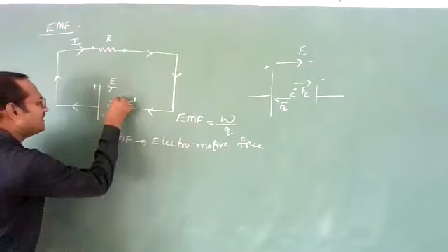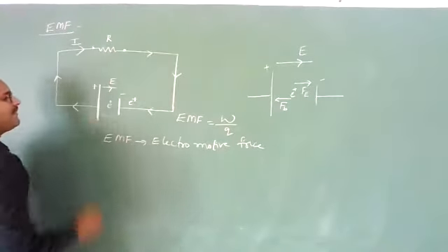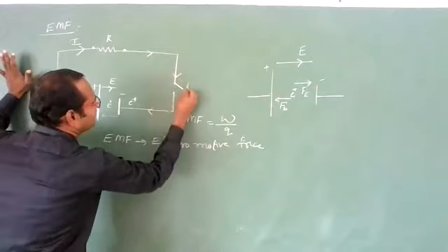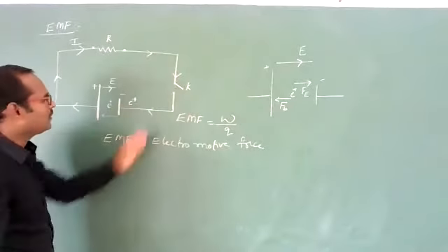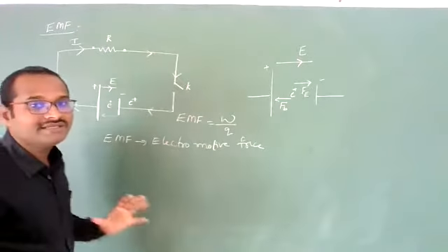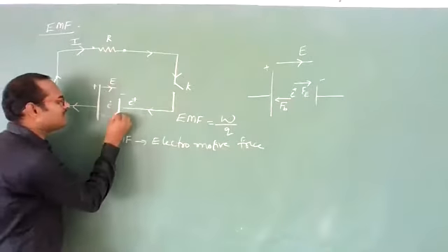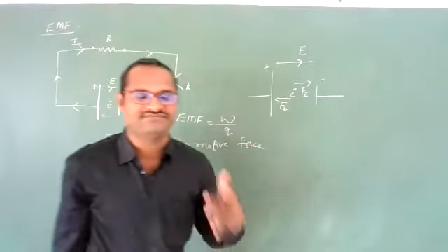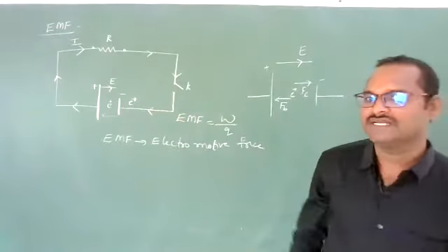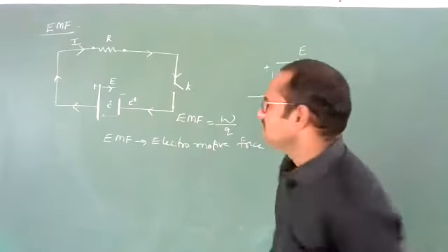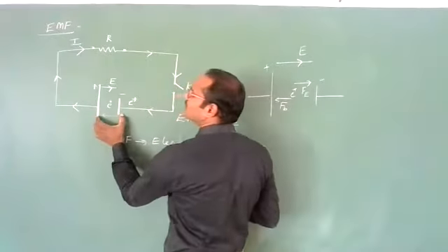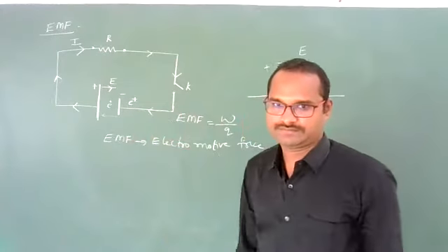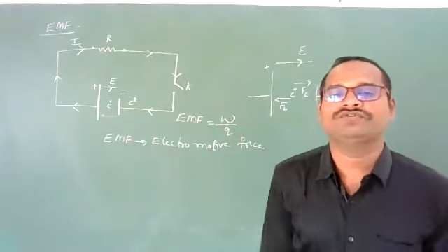Whatever the potential difference is across the two terminals of a battery when no current is flowing, let us suppose it has one key. When the key is open, no current will flow through this. In that situation, whatever the potential difference is across these two terminals, that is also called EMF. So two definitions, anything you can write. One is the potential difference across two terminals of a battery when no current flows through it. That is called EMF, electromotive force.